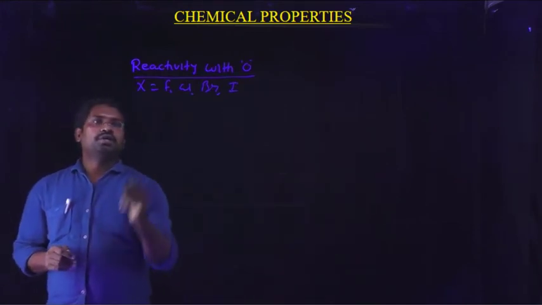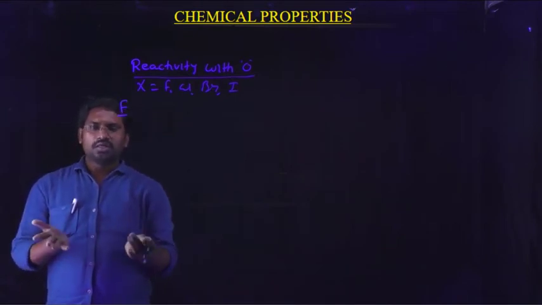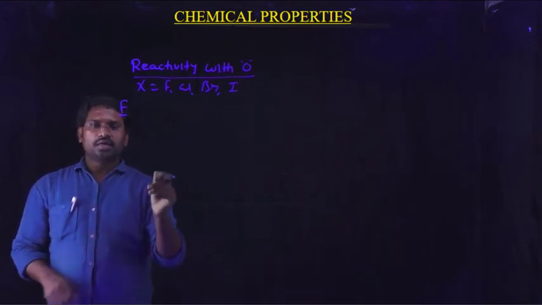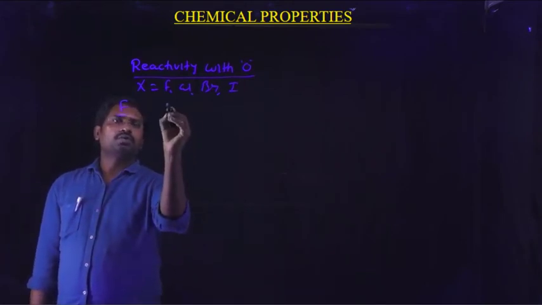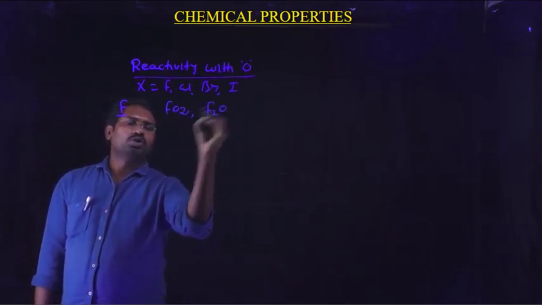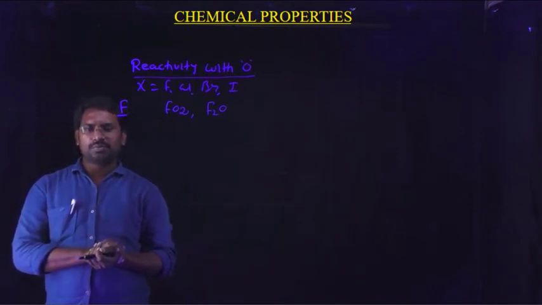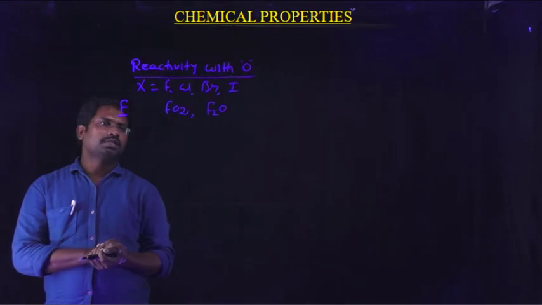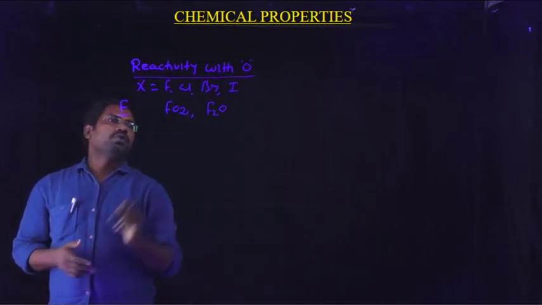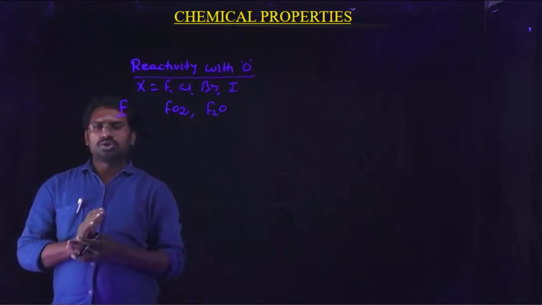So come to fluorine. Fluorine reacts with oxygen to form oxides or oxyacids. Here, fluorine reacts with oxygen to form FO2 and F2O. Most oxides of halogens are very unstable at room temperature. In the case of fluorine, only F2O is more stable at room temperature.